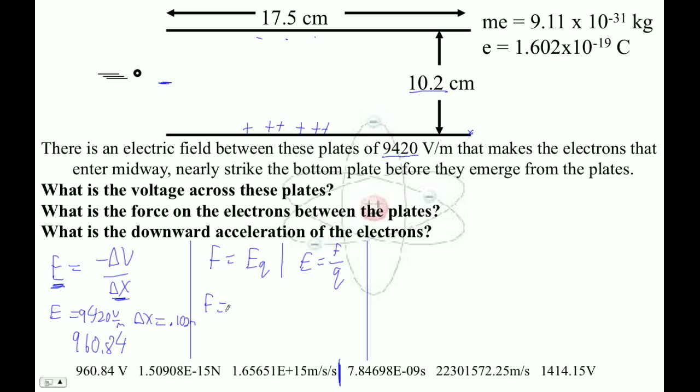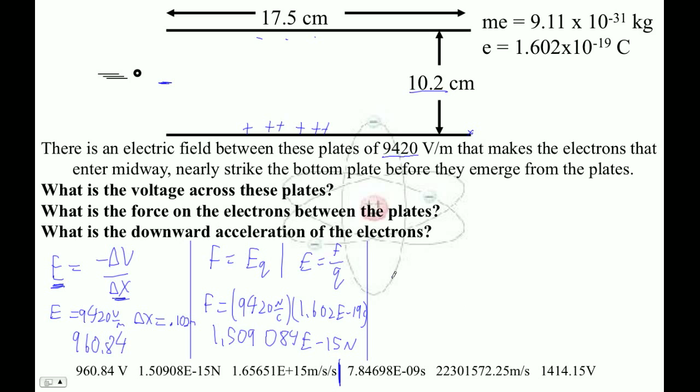So the force is 9420, and that's newtons per coulomb because that's the same as that. And then it's an electron, so it's 1.602 E minus 19th coulombs. So 9420 times 1.602 E minus 19, and I'm going to store that in F for force. And I get that it's 1.509084 E minus 15th newtons.